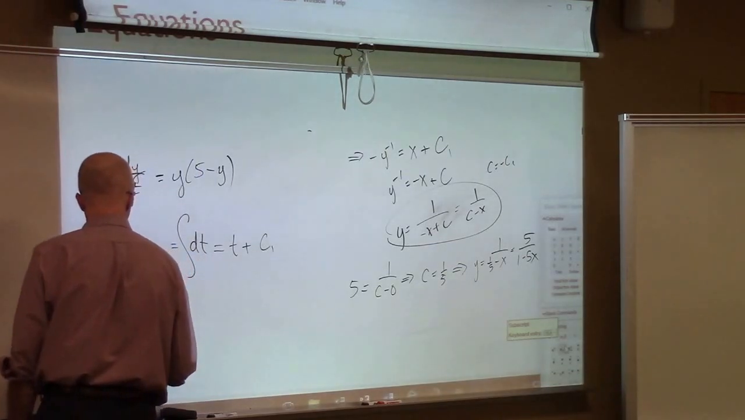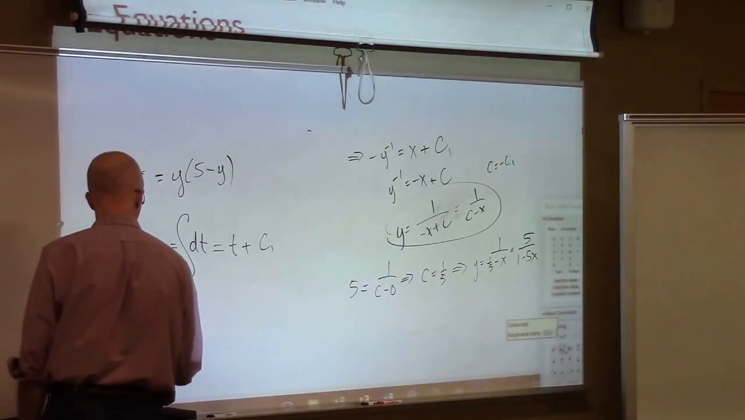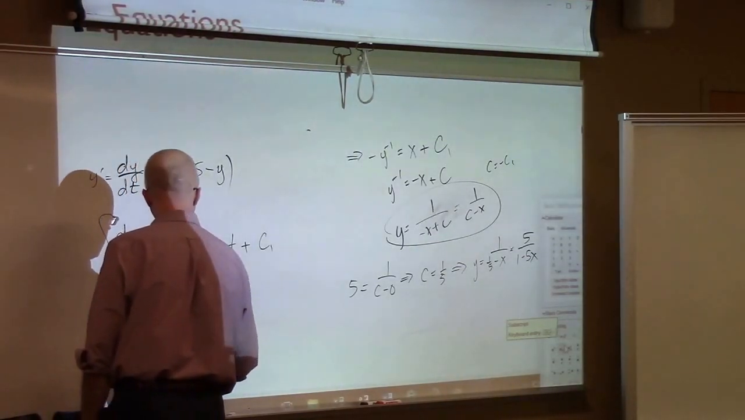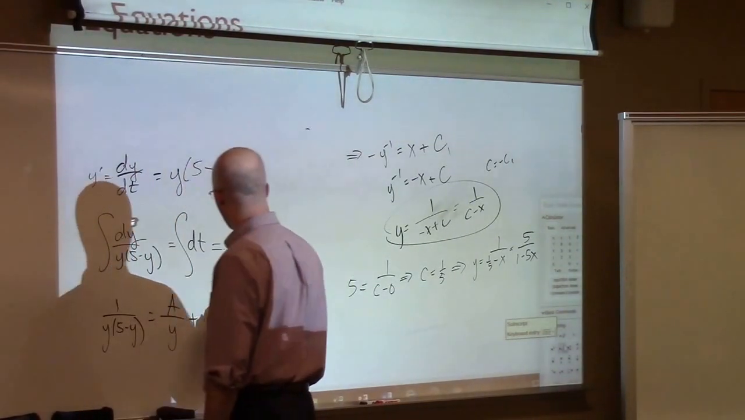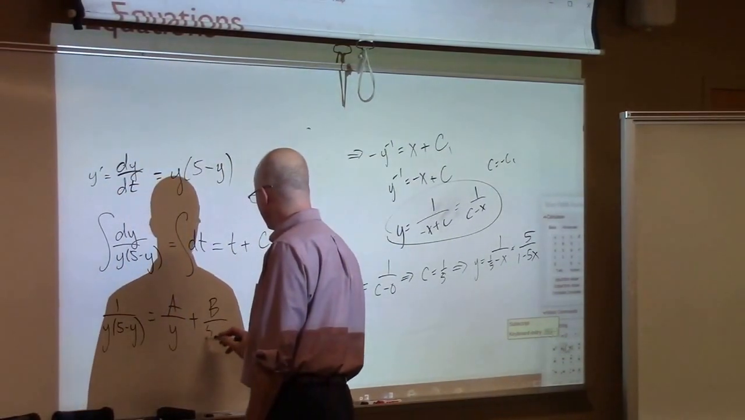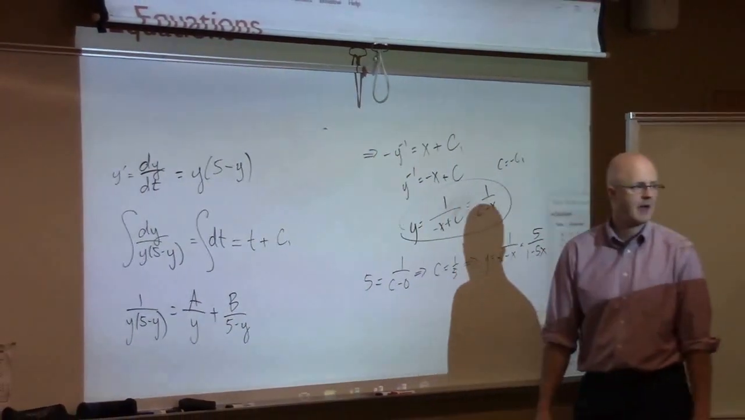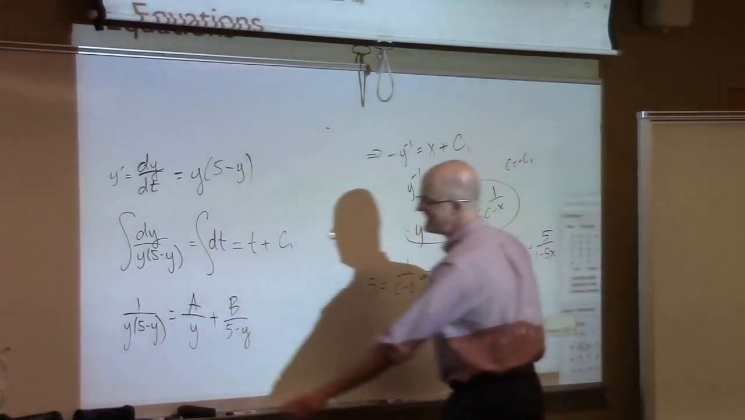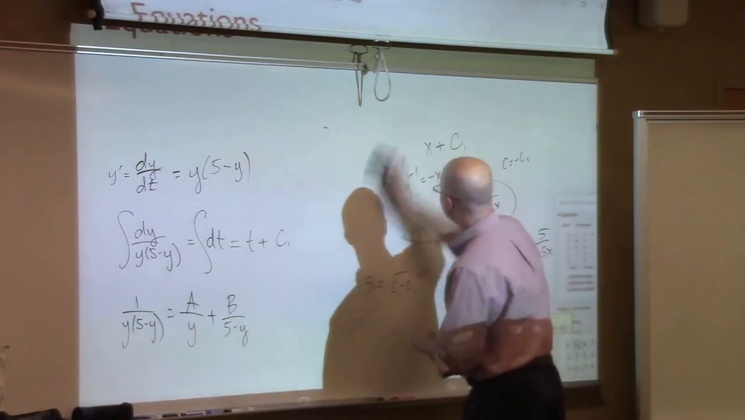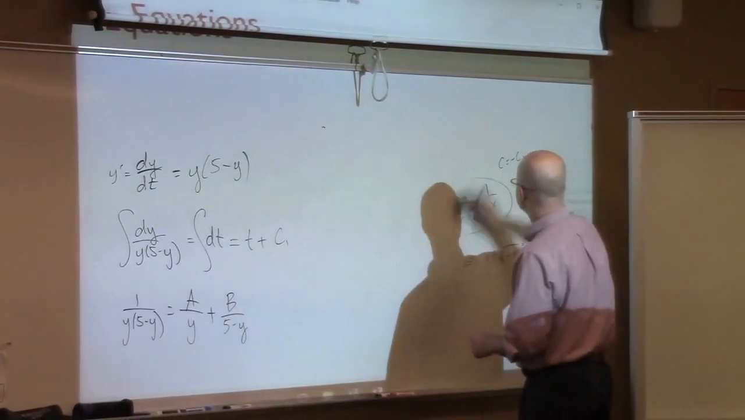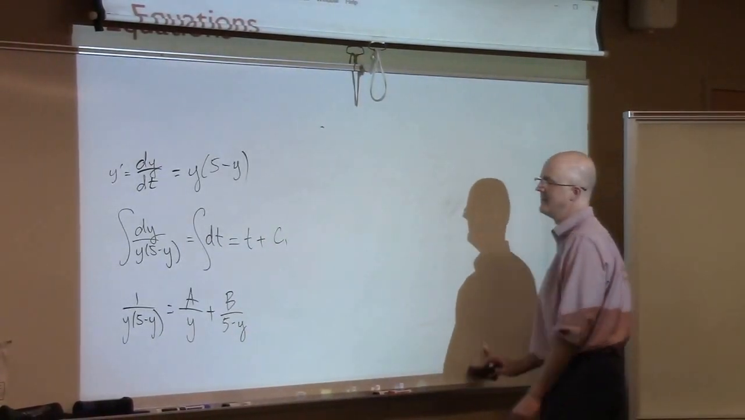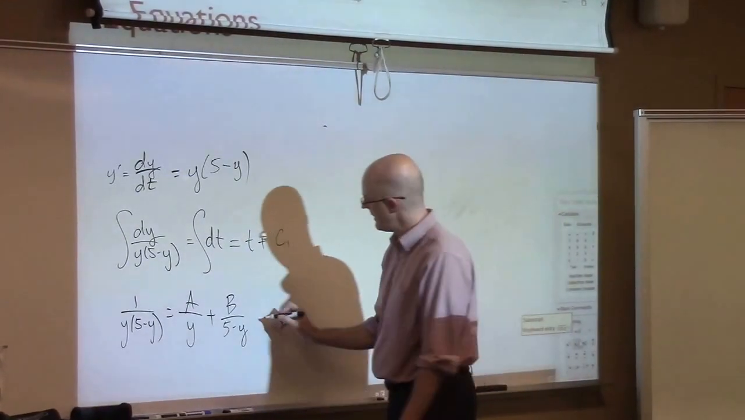We're integrating 1 over y times 5 minus y. Can we write that as some constant a over y plus another constant b over 5 minus y? Can we solve for a and b that make that work no matter what y is? The answer is yes, you can. And you can use the trick that we saw to find a and b.